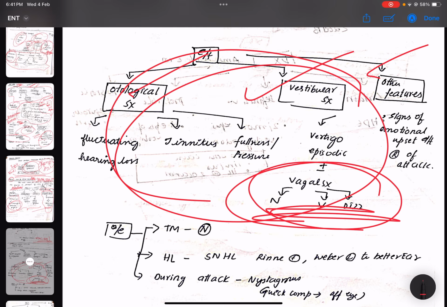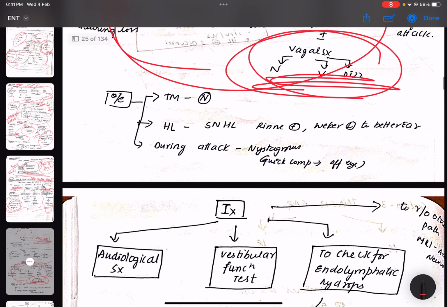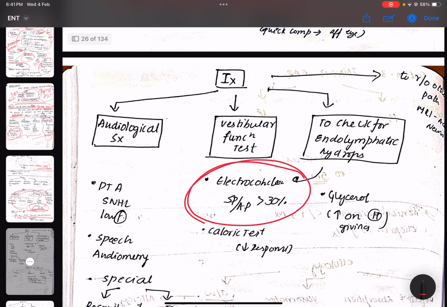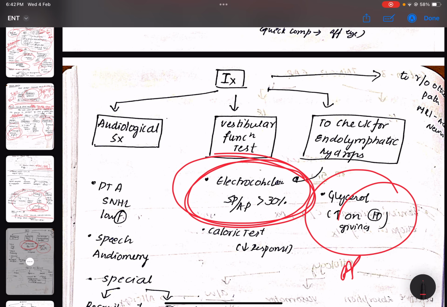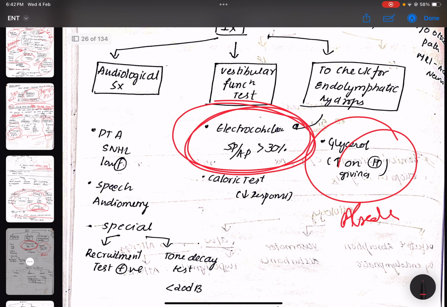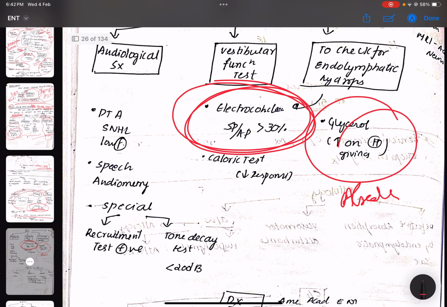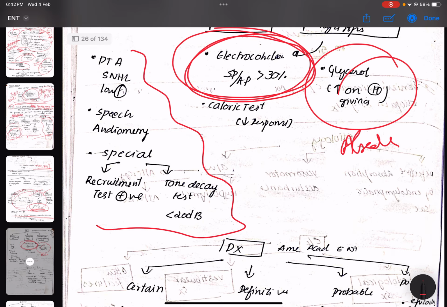And also the examination findings, all the important things related to your hearing loss, you have to talk about. And this is one of the diagnostic things. SP by AP more than 30% is diagnostic, so you need to talk about it, and this is almost absolute. So we don't do this. What we do after this, obviously vertigo symptoms reduce, but make sure you present all this.